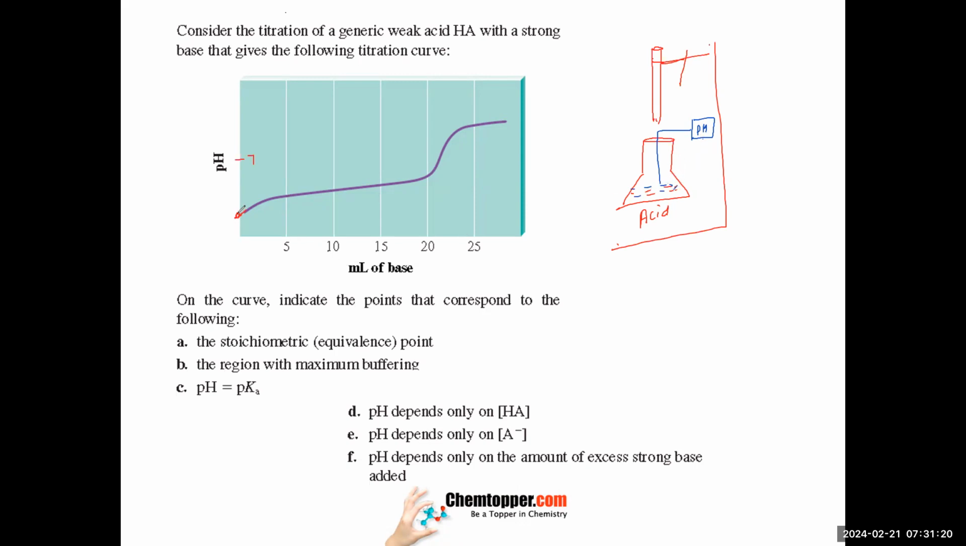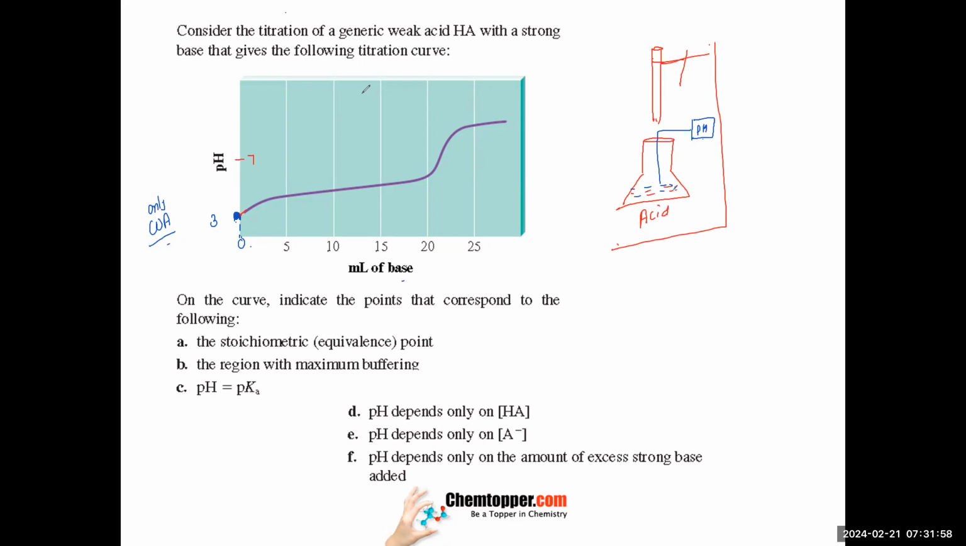What is this point? When the volume of the base added is 0. How to calculate? Is it a weak acid or strong acid? Let's say this pH is near about 3, is it weak or strong? The pure acid has very high pH. It's a weak acid. How to calculate the pH at this point when there is only weak acid? Only weak acid. So who is controlling the pH? The weak acid.